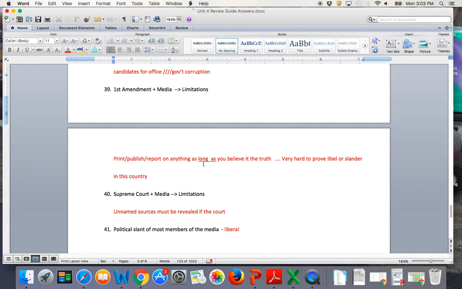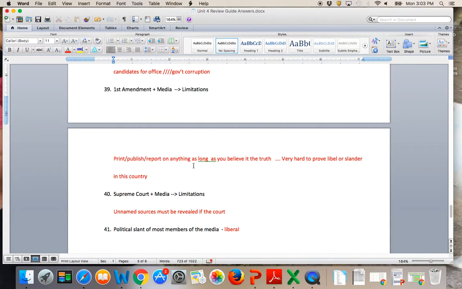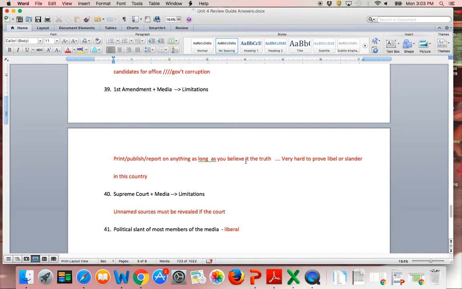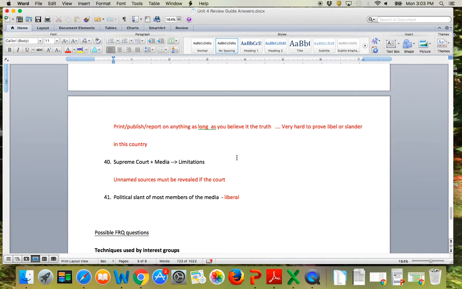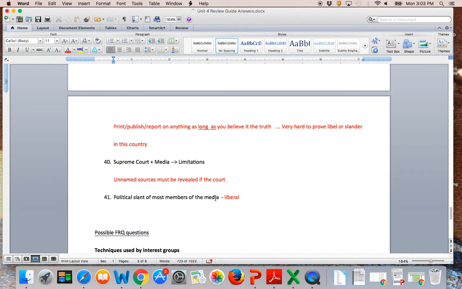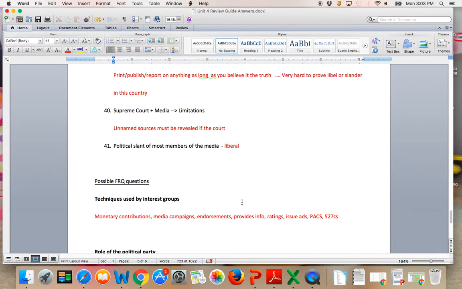Your First Amendment and the media, very limited. Your freedom of the press allows the media to publish things as long as they believe them to be true. It's hard to prove libel and slander in this country. However, the Supreme Court said that any unnamed sources must be revealed if the media are taken to court in a criminal case. And the last one, political slander. Most members of the media tend to be more liberal.